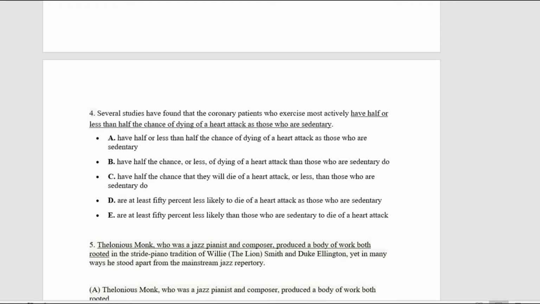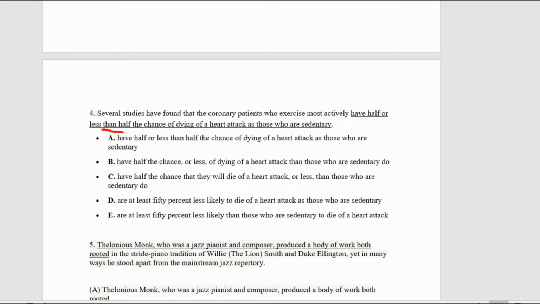4. Several studies have found that coronary patients who exercise most actively have half or less than half the chance of dying of a heart attack as those who are sedentary. So with active and sedentary people, we compare them, and it's a bit strange: have half or less than half the chance of dying of coronary disease. It would be better to say less chance of that. So it would be better to say they are less likely, for example.